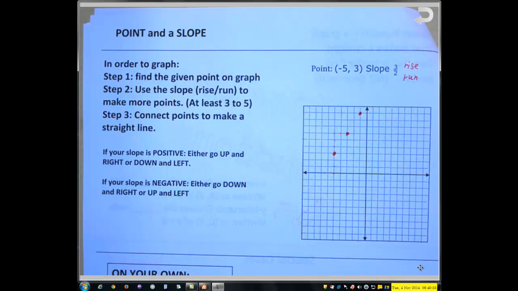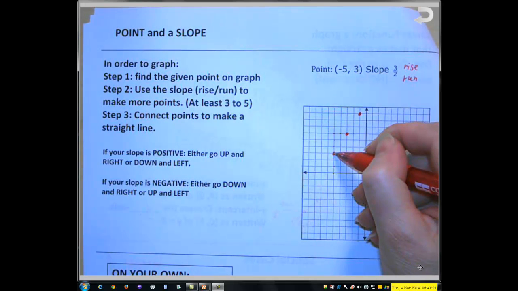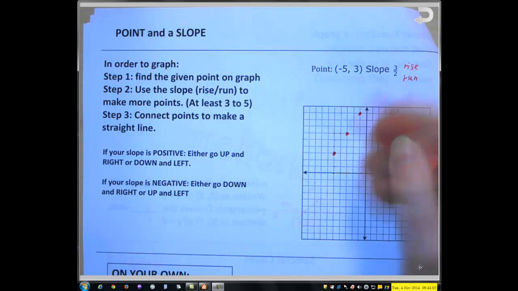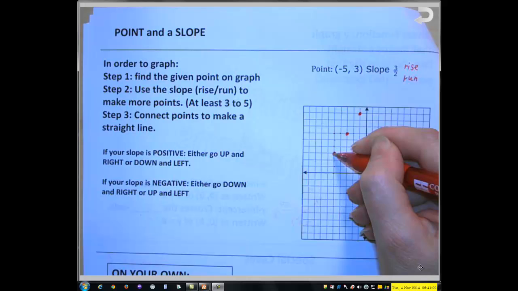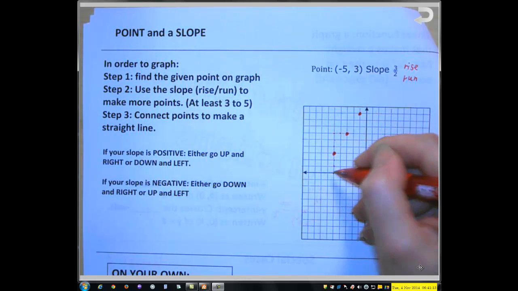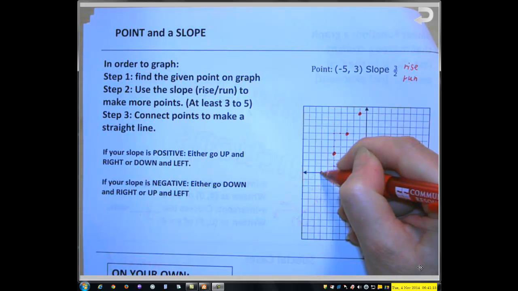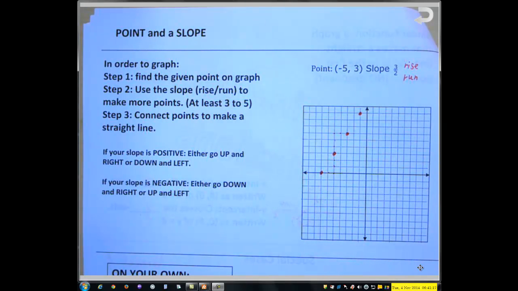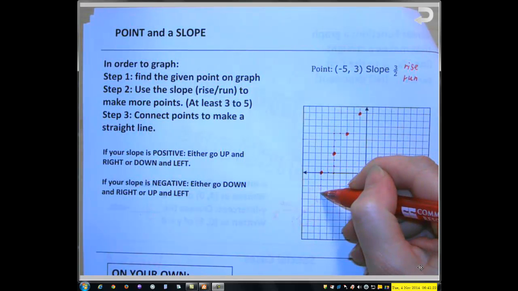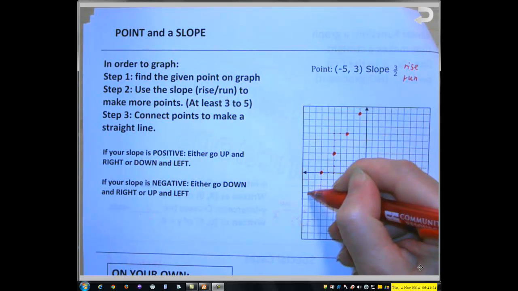Remember, always rise before run. You have to rise before you can run. Okay, now let's try going in the other direction. We can either go up and right, or we can reverse both of those directions and go down and left. So down 3 and to the left 2. Notice how that also makes a line with a positive slope. Down 3 and to the left 2.